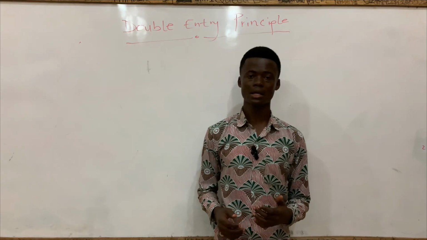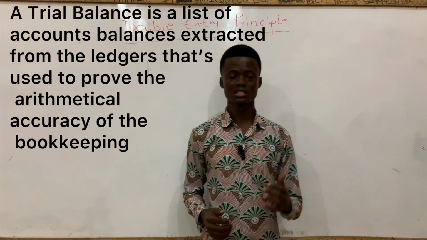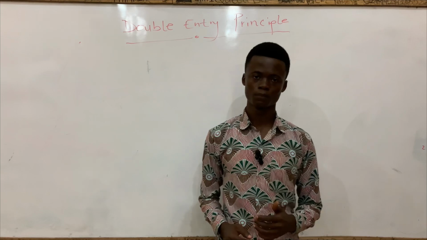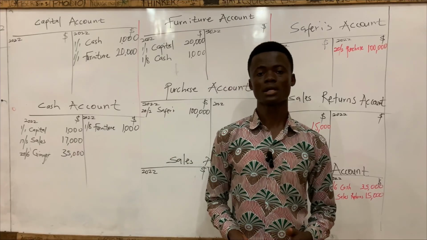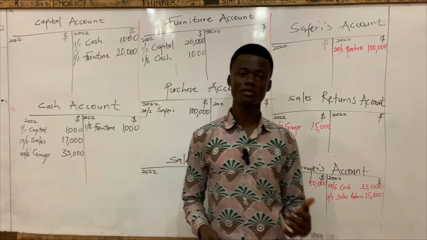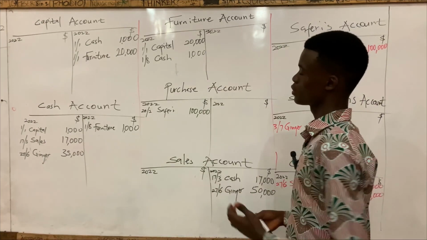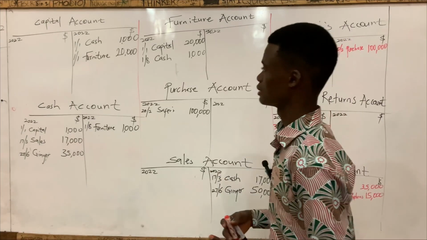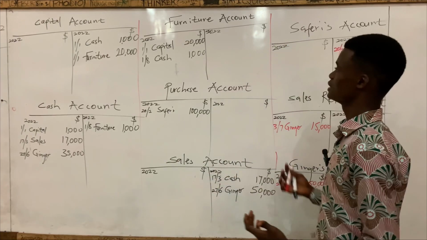So a trial balance, on the other hand, is also a list of account balances extracted from the ledgers that's used to prove the arithmetical accuracy of the bookkeeping. More light will be thrown in a later part of this video. So since we've already learned how to record accounting transactions in the various accounts in part 2 of the double entry principle, let's assume all these transactions have already been recorded and we are required to balance them off and extract a trial balance. So the steps highlighted earlier will guide us in balancing off these accounts.